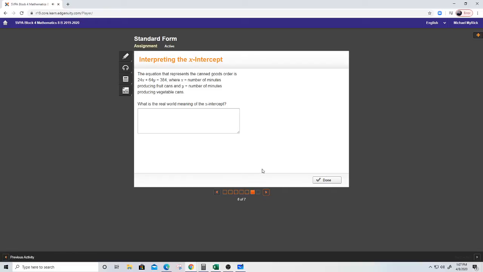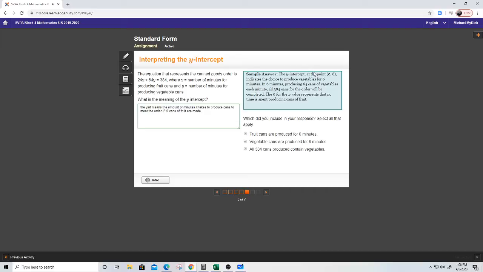The equation expresses the possible ways in which the order can be produced. Well, it'll be the opposite of what we did last time, right? So the x-intercept means the amount of cans produced if no vegetable cans are produced. Roughly. Or am I getting that wrong? Oh, I should have copied that. God darn it. The y-intercept at the point 0, 6 indicates a choice to produce vegetables for 6 minutes.